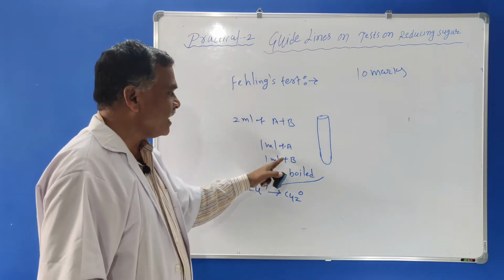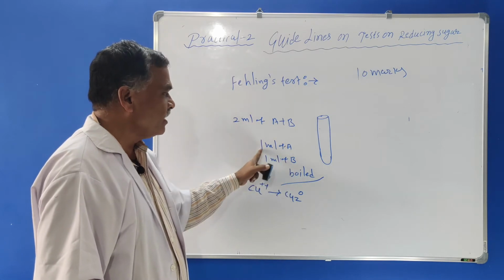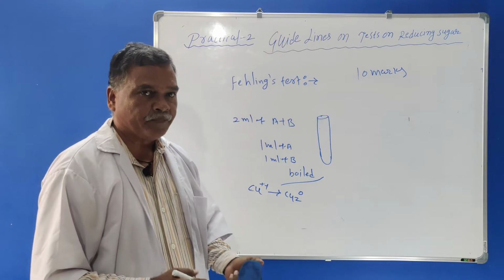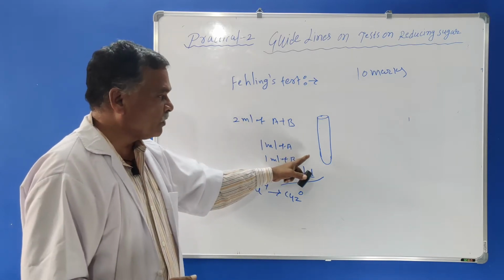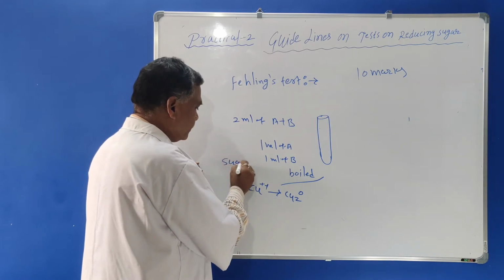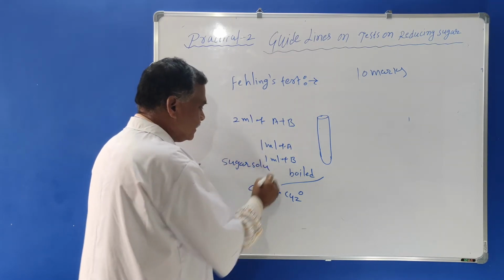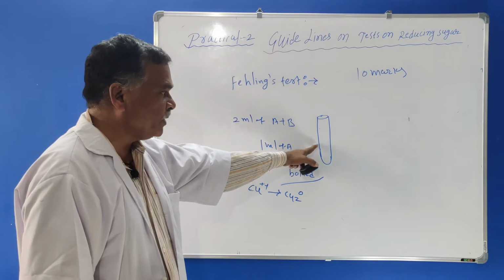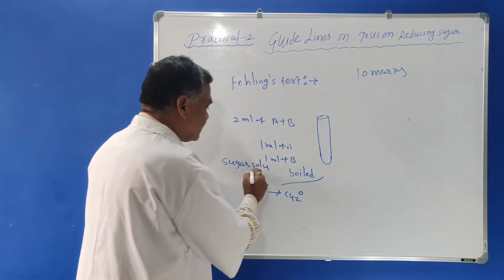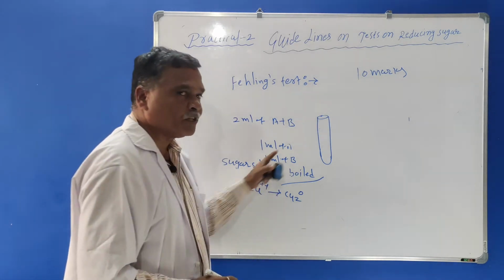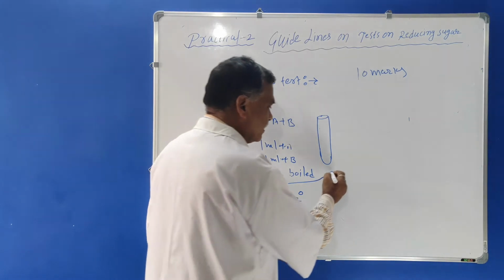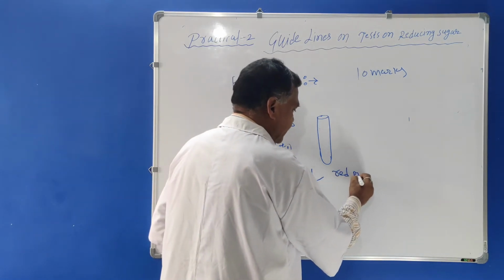The procedure is 2 ml of Fehling's A and Fehling's B, meaning 1 ml Fehling's A and 1 ml Fehling's B, taken in a test tube. And here the sugar solution is added. After boiling these 2 solutions for 1 minute, 2 ml of sugar solution is added, and again it is boiled for 1 minute. A red precipitate forms.